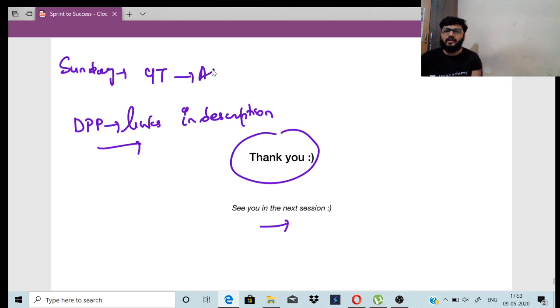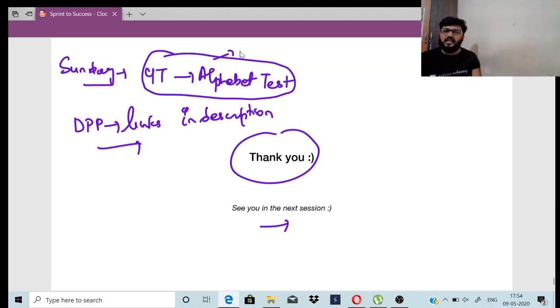So tomorrow we'll be having the alphabet test, okay? Word formation, where the words are there, the letters are there. So tomorrow we'll be having this class, alphabet test, and the timings will be the same, that is 10:30 a.m. Today, because of some emergency, I had to shift the time. So tomorrow at 10:30 a.m. you'll be having the next YouTube session.